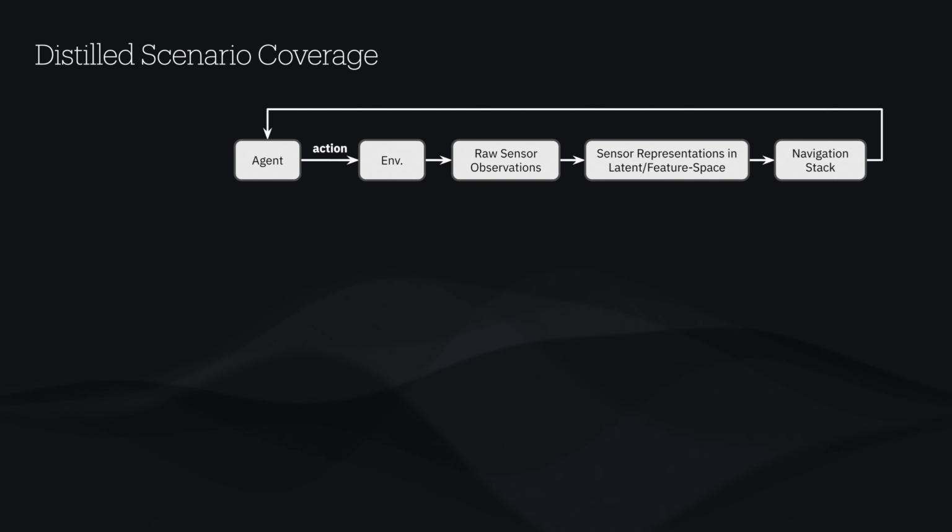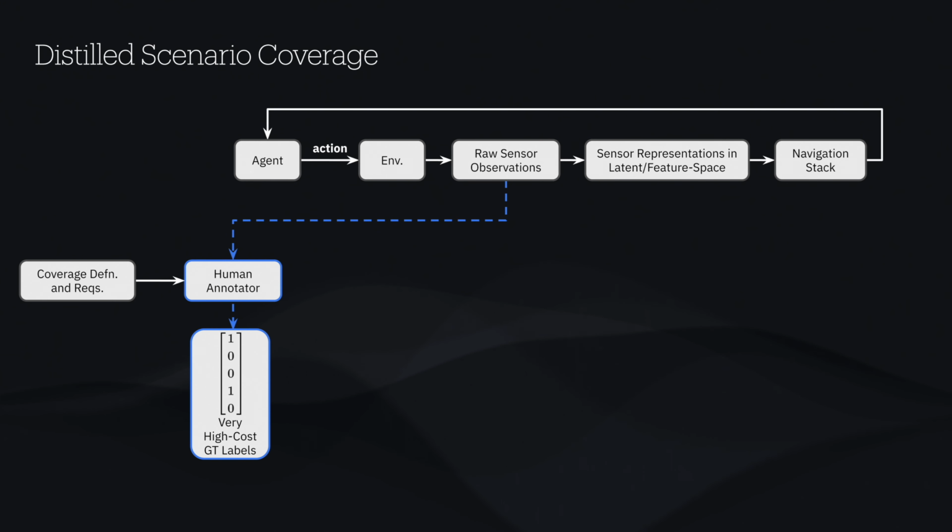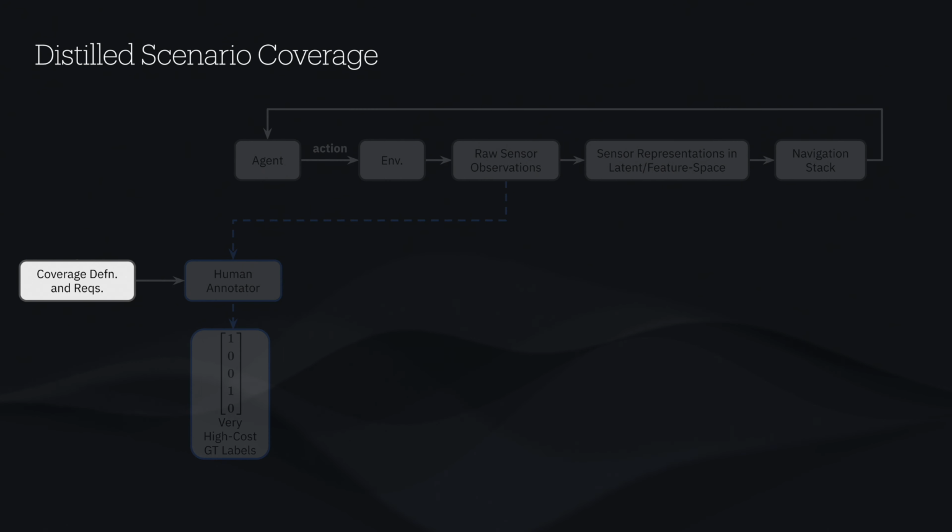And so what you can actually do here is, with these raw observations, like camera data, you can ask for help from a human. Given some coverage definitions and requirements, this human can tell us what exists in this context versus not. So here, I want to dive deeper into what coverage definitions and requirements are before we go any further. So let's focus on this little box over here first.